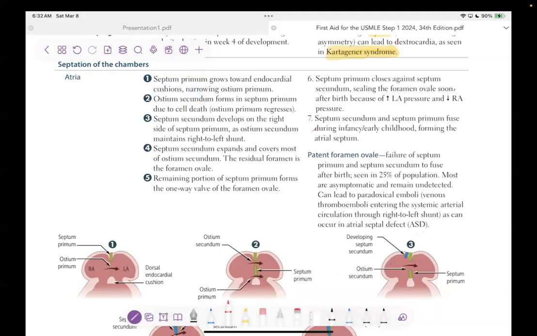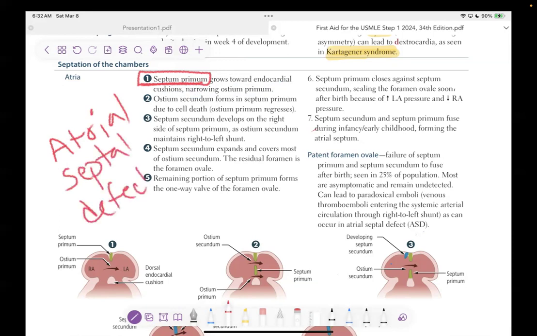And if this septum is not made, what do we call it? What do we call this? Atrial septal defect, ASD, right? So how many types of ASD are we supposed to have based on the explanation? How many septa do we have? We had septum primum. So ASD primum.